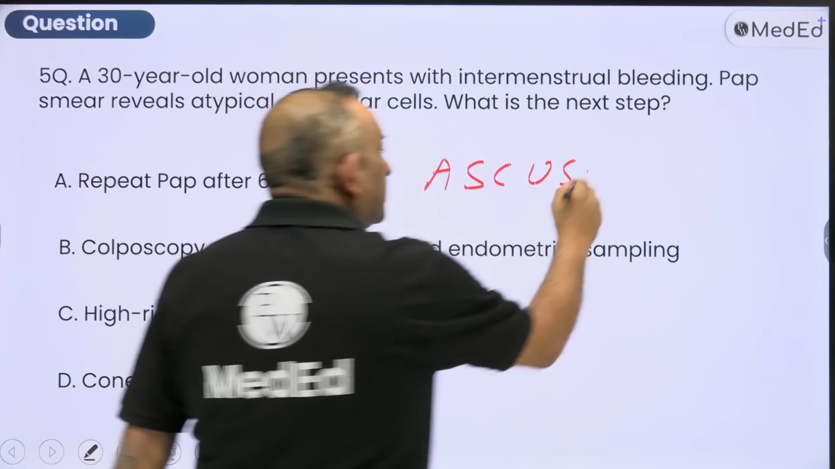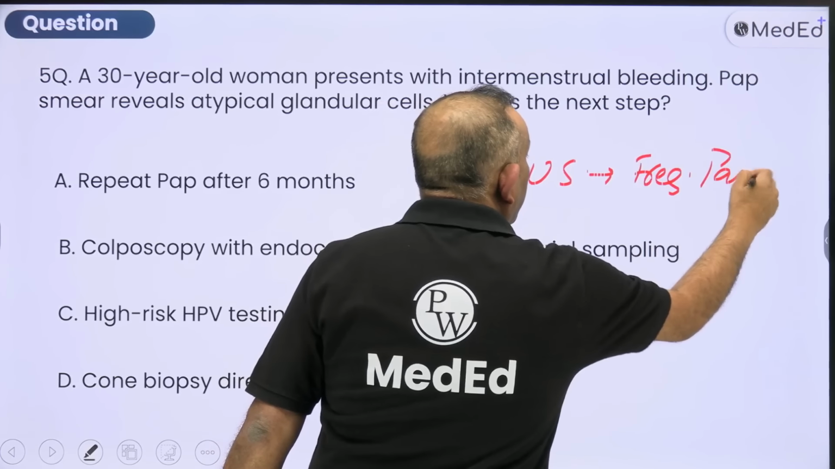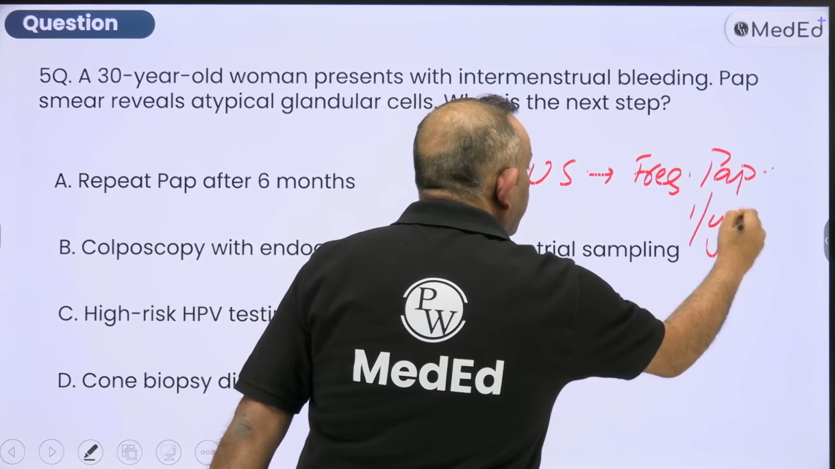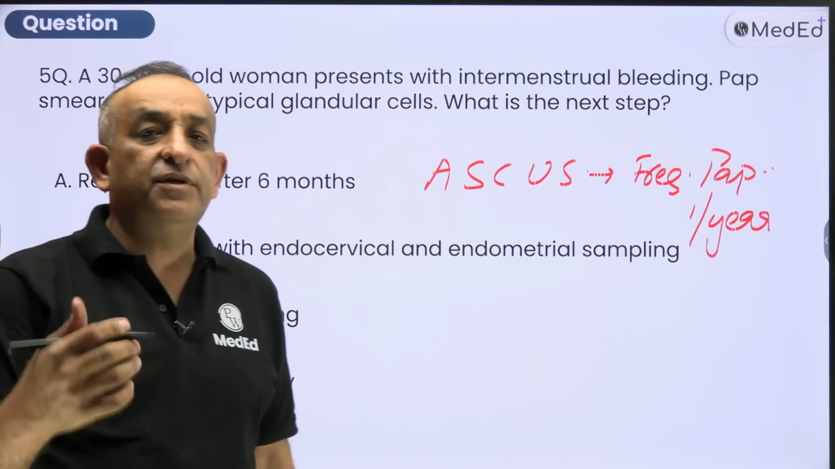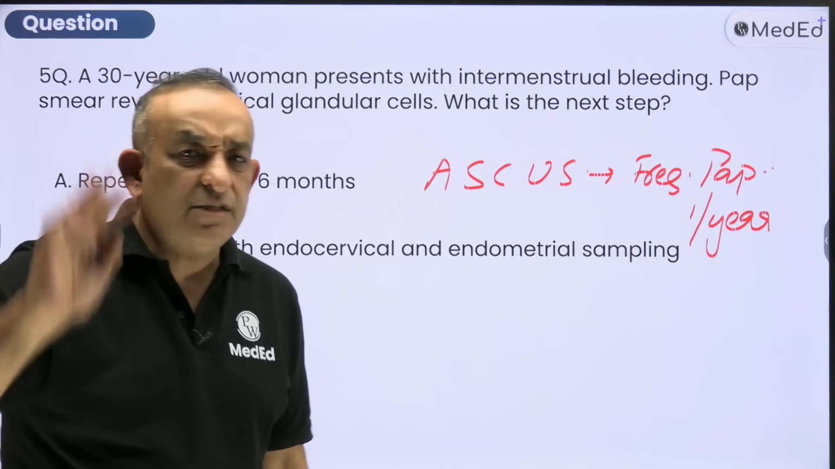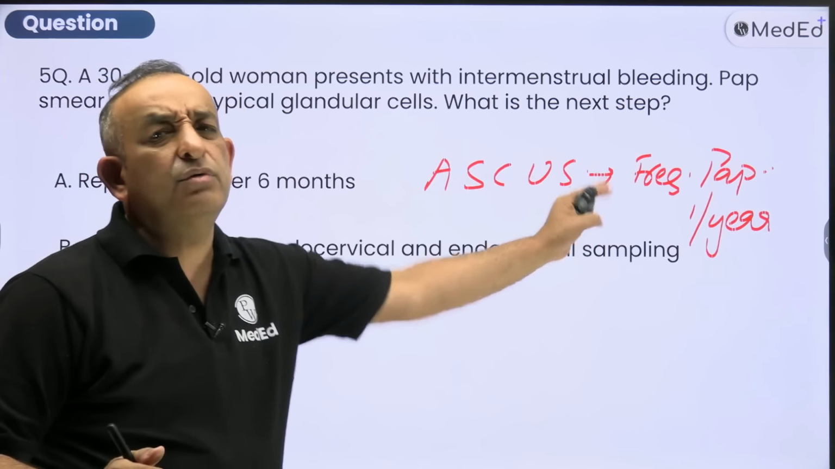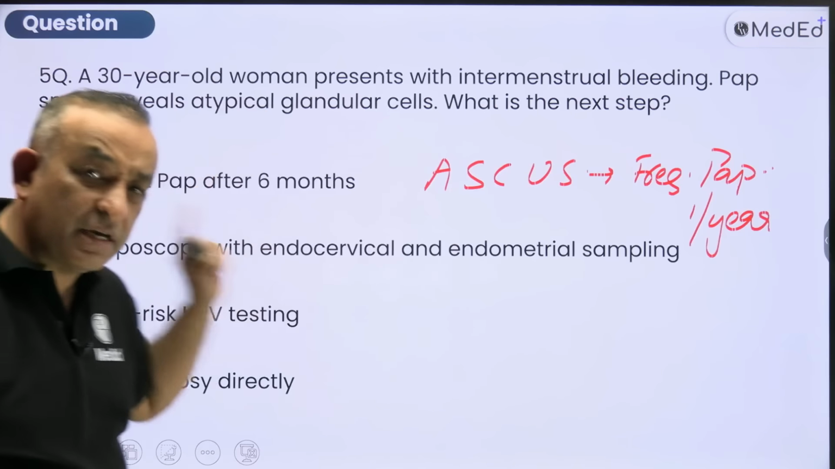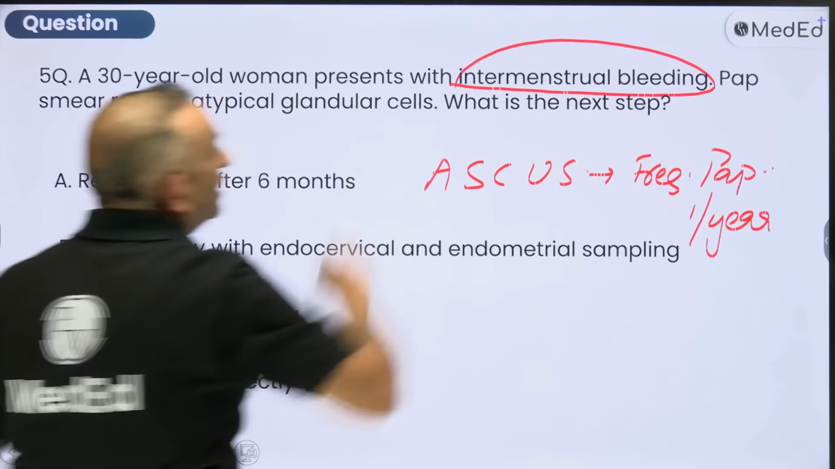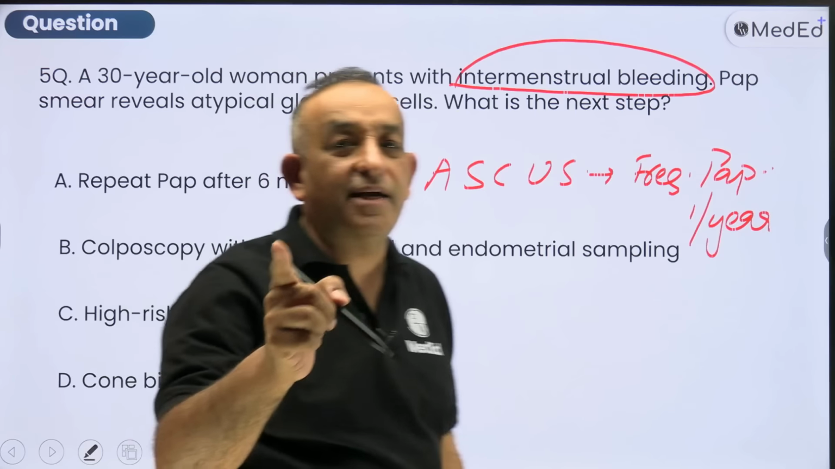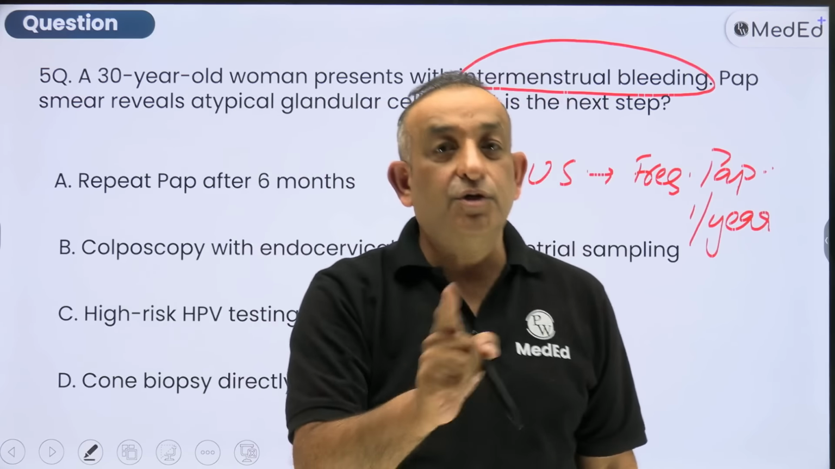So what we do generally, we do a more frequent pap smear, that is once in a year. Generally, pap smear is done once in 3 years. After 30 years, we do once in 5 years with the co-test. That is basics. Now what happens if it is ASCUS and there's nothing else given? Then we do frequent pap smear. But the question is somewhat different here. The question is intermenstrual bleeding. She is a symptomatic patient. Then when it is symptomatic, you don't do a screening test. Remember this. Symptomatic patient, don't do a screening test.